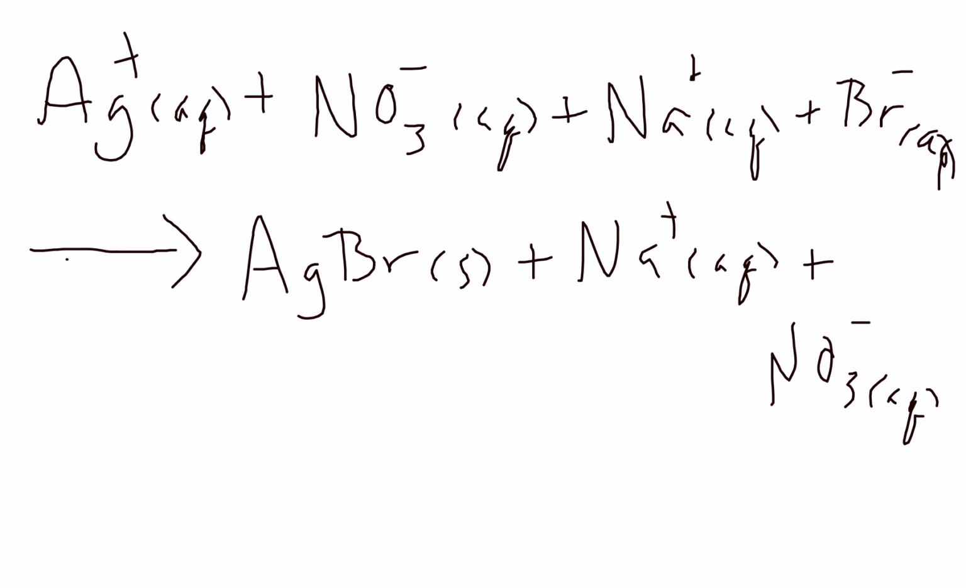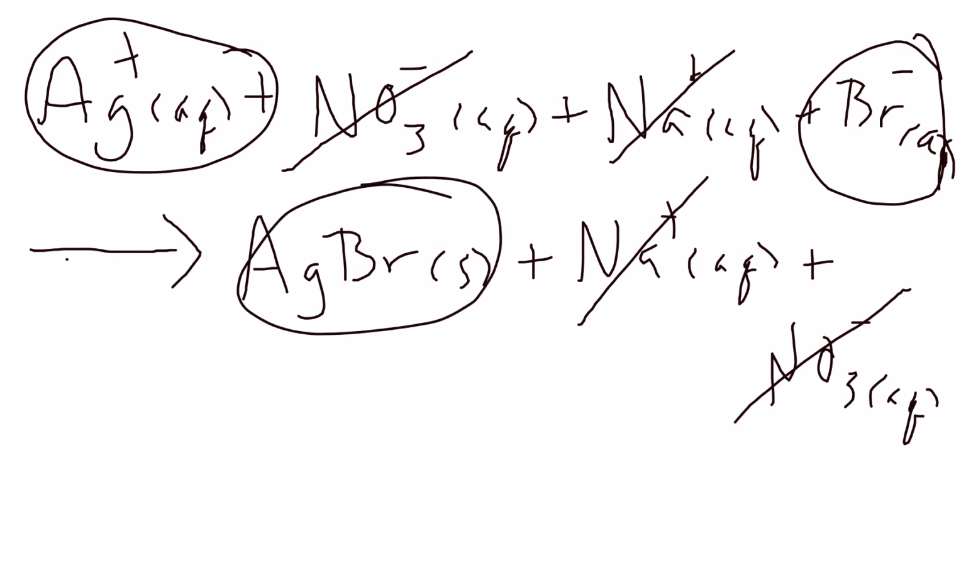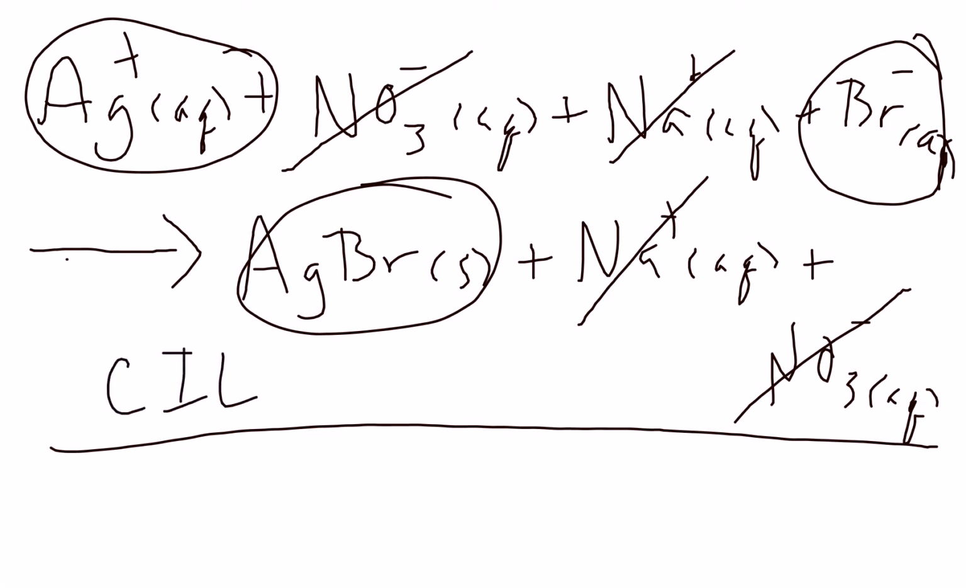So if I go through and I'm looking, the NO3 minus, the nitrates, are going to cancel as spectators, and the sodiums are going to cancel as spectators, which leaves me Ag plus, Br minus, and AgBr. So this up here was my complete ionic equation. This is the complete ionic equation.